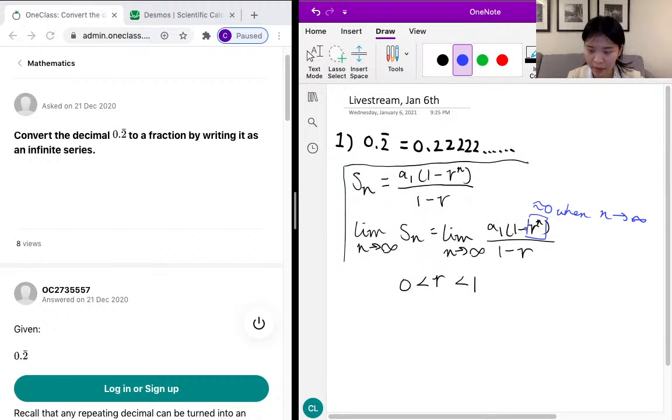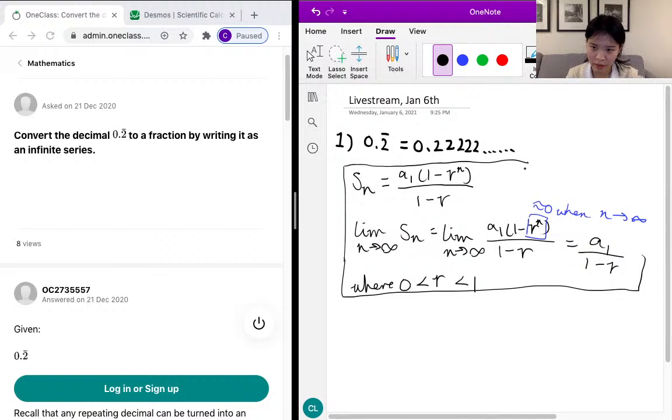So 1 minus approximately 0 is just 1. We can simplify this expression to A1 times 1, which is just A1, over 1 minus R, where R is the next term in the geometric series divided by the previous term, and R is between 0 and 1. This is an extra piece of knowledge we need to know about geometric series.